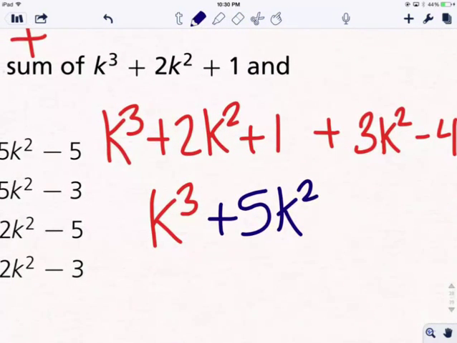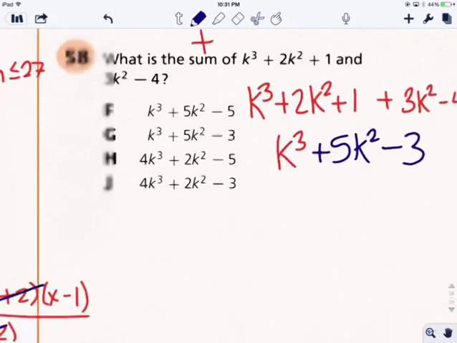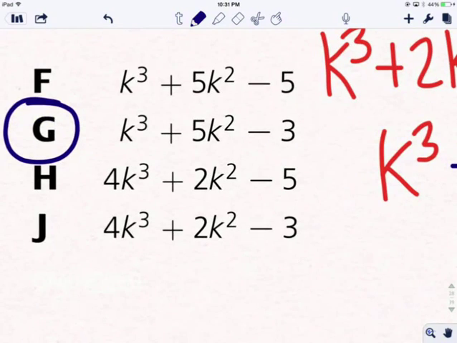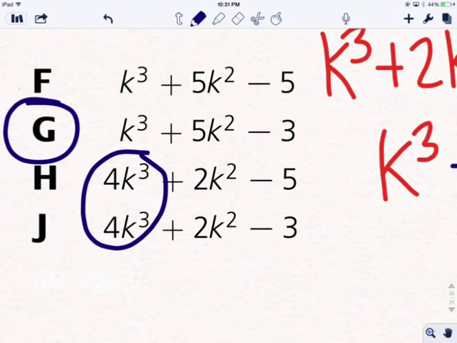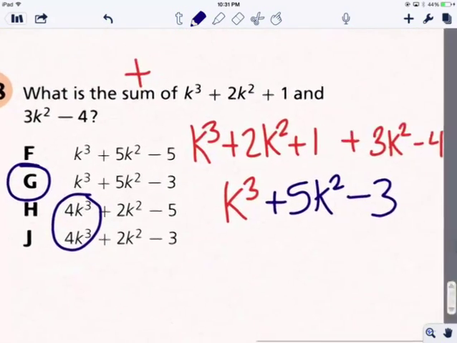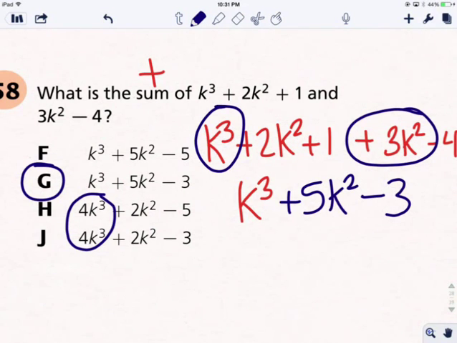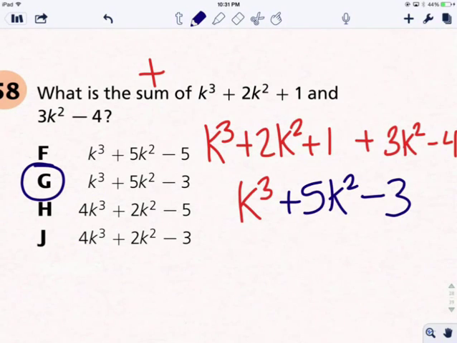And then finally, 1 minus 4 is minus 3. So which answer choice is this? Looks like answer choice G. Now, answer choices H and J both have a 4k cubed. Those were trying to trick you into taking k cubed plus 3k squared, but you cannot combine those into one. They're not like terms. So I hope that you did not fall into their trap.